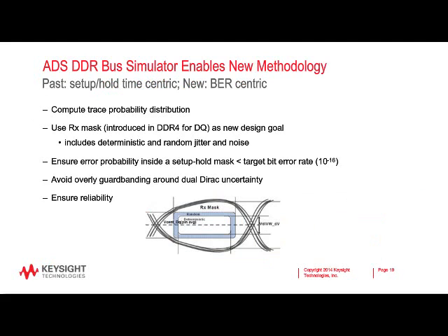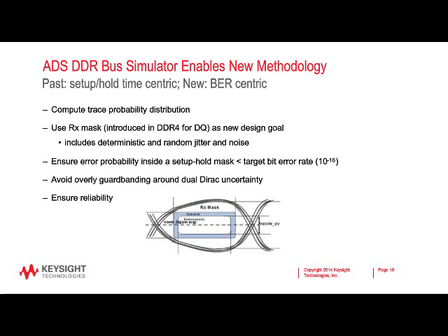So this really suggests a new methodology. In the past, people explored the design space using setup and hold time. Now we're suggesting you can actually have a new methodology where your design space exploration is BER-centric. You can actually compute the trace probability distribution.